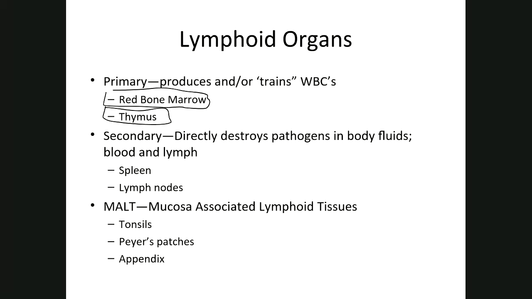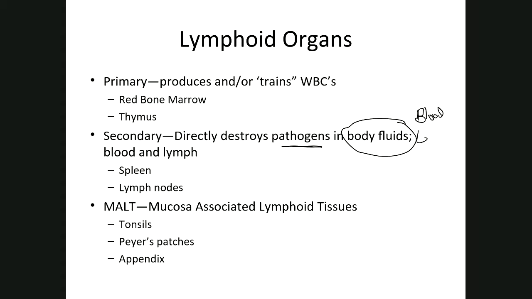Once they mature, they leave these places and they go to the secondary, or they go to the MALT. What happens in the secondary is that they destroy pathogens in our body fluids, in our blood, and in our lymph. And the ones that do that are the spleen and the lymph nodes. And so we'll look at those.